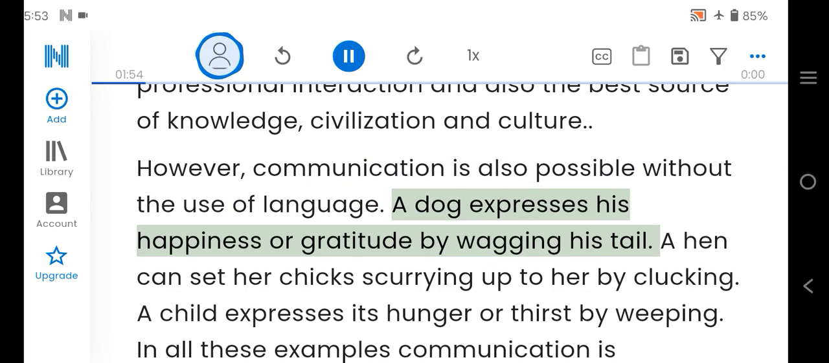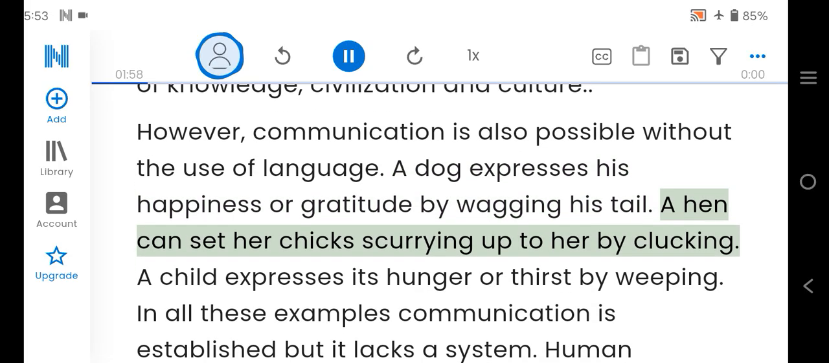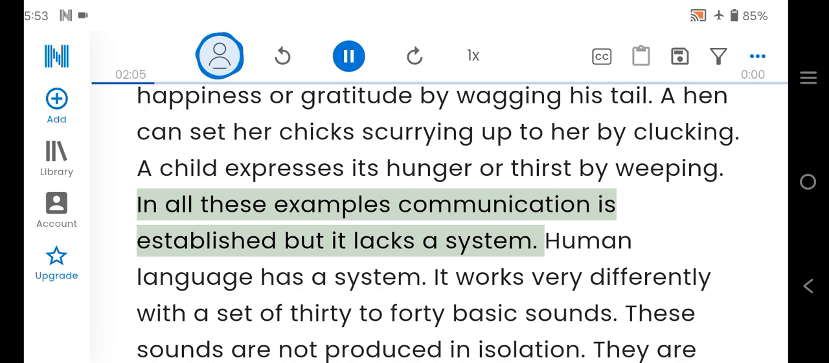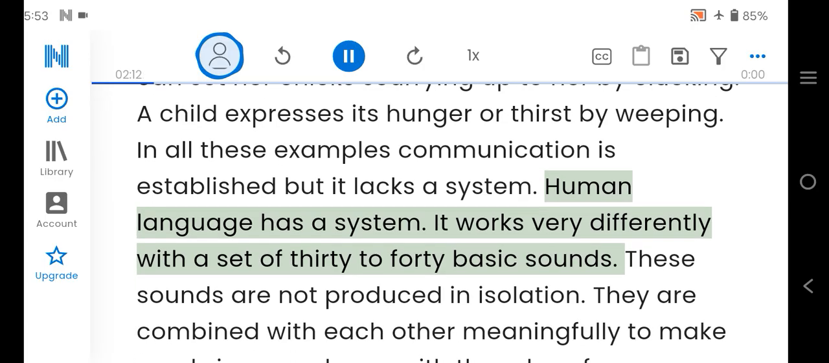A dog expresses his happiness or gratitude by wagging his tail. A hen can set her chicks scurrying up to her by clucking. A child expresses its hunger or thirst by weeping. In all these examples, communication is established but it lacks a system. Human language has a system.